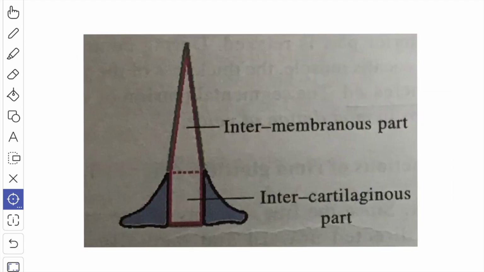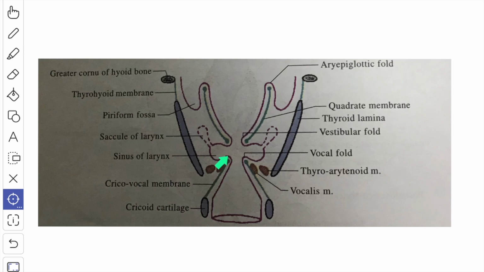When you see the boundaries of the Rima Glottidis, in front it is bounded by the angle of the thyroid cartilage, behind by the interarytenoid mucous fold. On each side, the vocal fold forms the anterior 3/5 and the vocal process of the arytenoid cartilage forms the posterior 2/5. Next we'll see about the vocal fold.